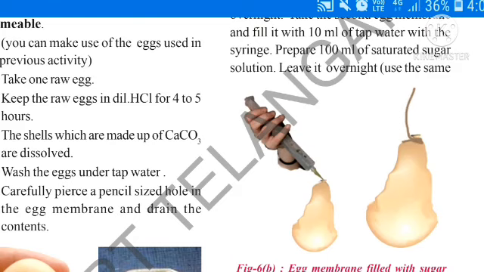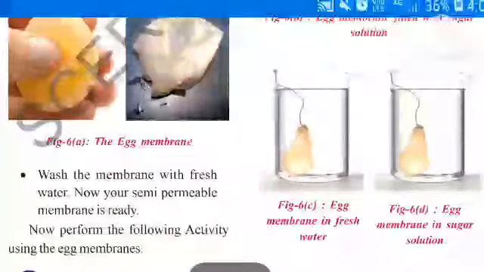Observation: water entered into the egg membrane in which sugar solution is filled, so the size of the membrane is increased. Water left the egg membrane in which water is filled, so the size of the membrane is decreased. Result: water moves across the membrane from the solution of one concentration to the other concentration through a process called osmosis. My dear children, remember, it is a very important activity.